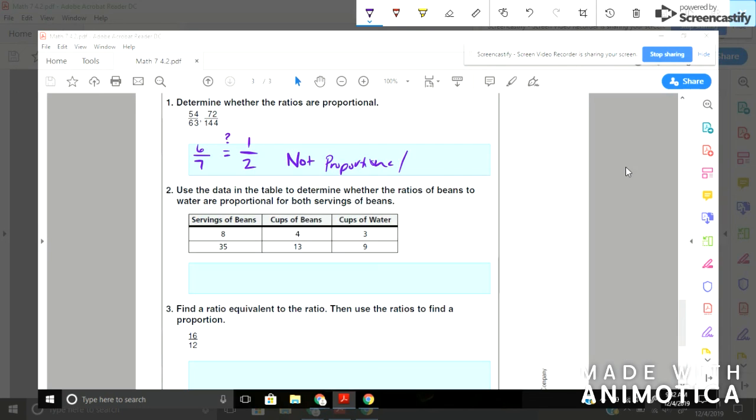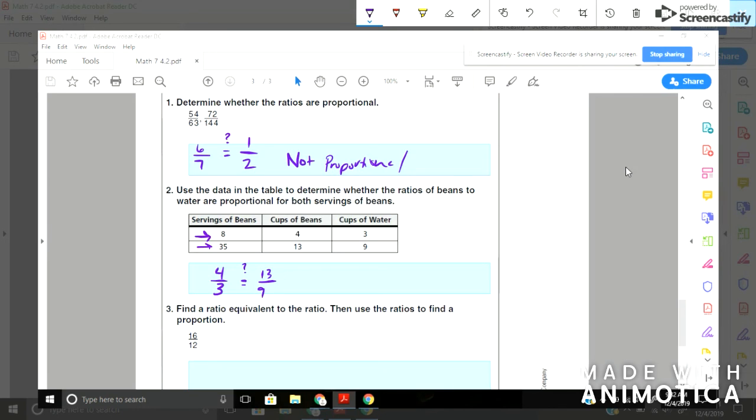Okay. Next one, similar to the rice one, we're going to see is the ratio of beans to water proportional for both servings. Okay, so for a serving of 8, we've got 4:3. For a serving of 35, we've got 13:9. So 4 cups of beans to 3 cups of water. Is that equal to 13 cups of beans to 9 cups of water?